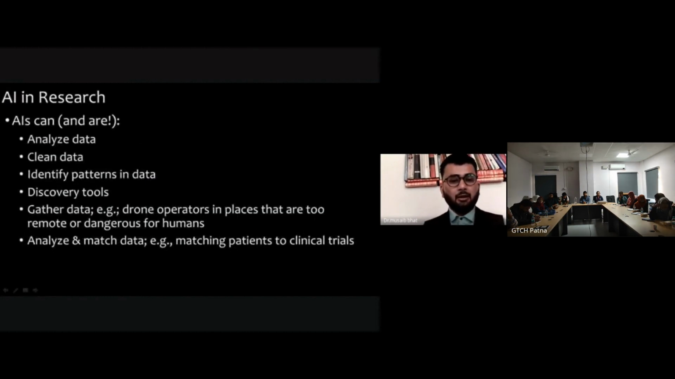Now, what can AI do in research? It can analyze data, it can clean data. It can identify patterns in data so as to make new conclusions from the data. It can help in discovery of tools. It can gather data, like we have drone operators in places that are too remote or dangerous for humans. It can analyze and match. We can actually use two studies and analyze data between these two studies. We can match patients to clinical trials.